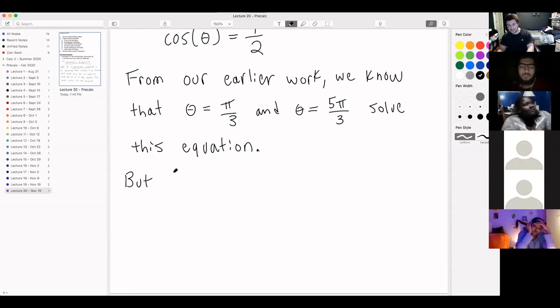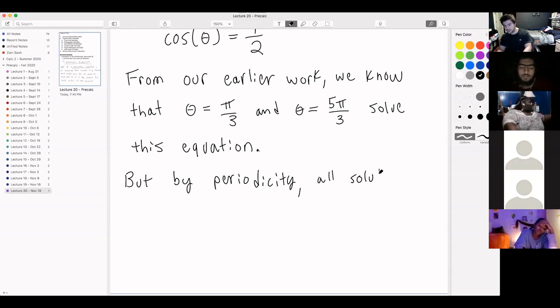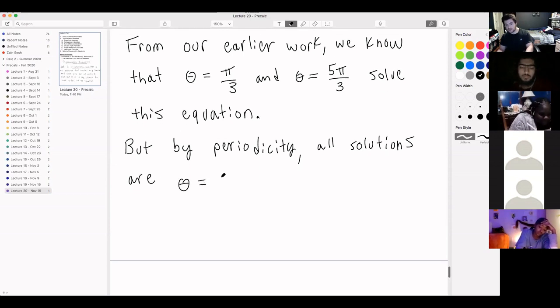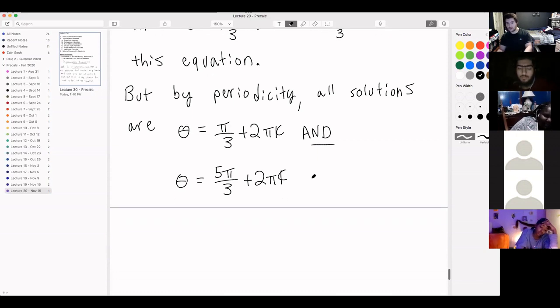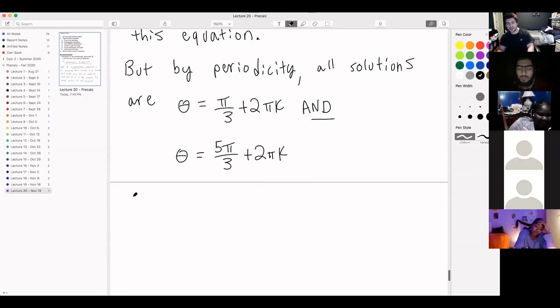But by periodicity, all solutions are theta equals pi over 3 plus 2 pi k, and theta equals 5 pi over 3 plus 2 pi k, where k is any integer.